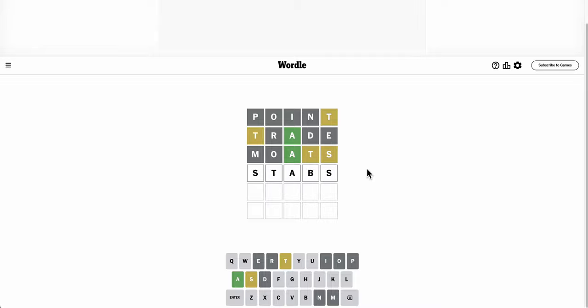The only other thing that comes to mind is stabs. Oh, and there is the repeat S. Interesting. STA S, this almost has to be stash. It is.